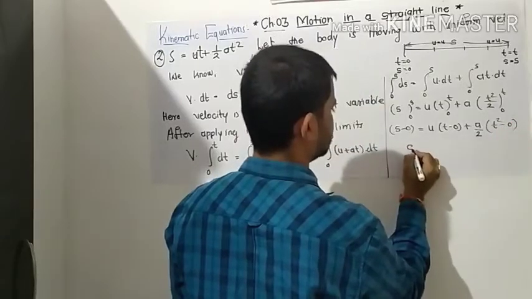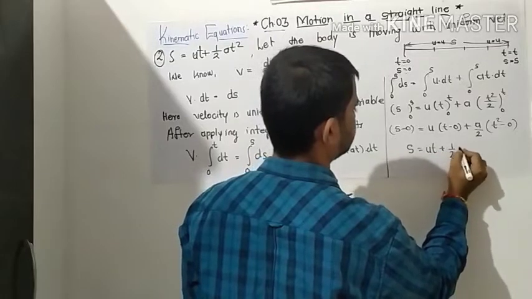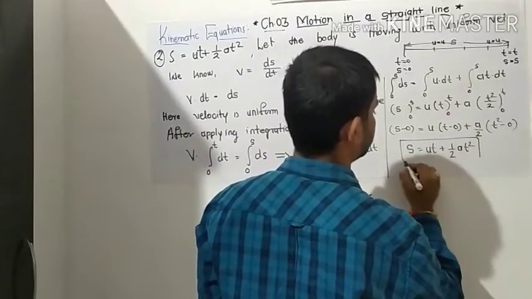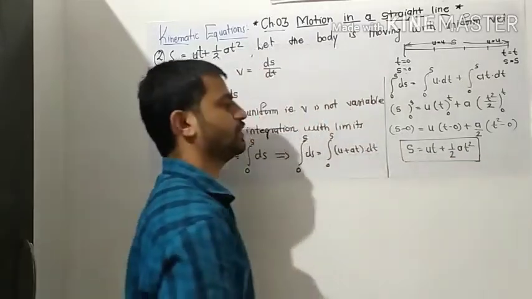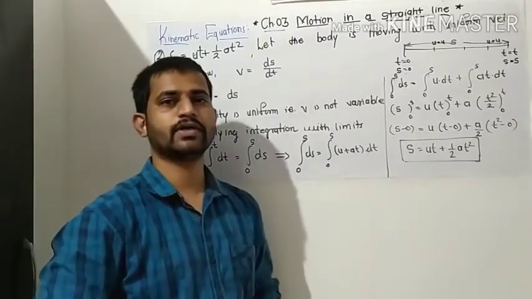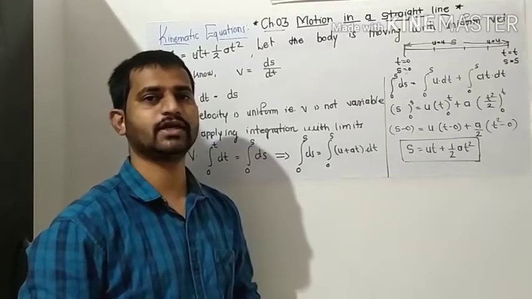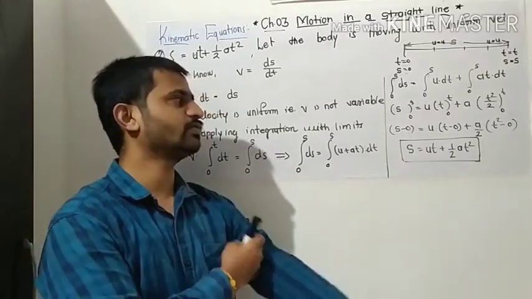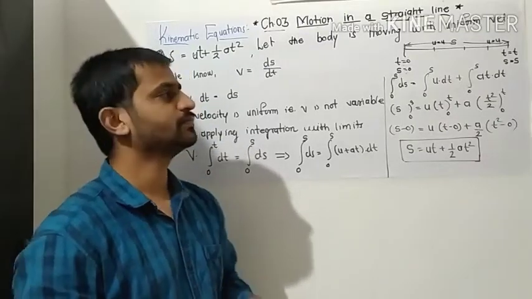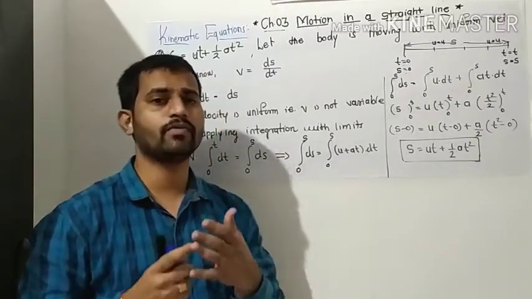Okay, we can write down s is equal to ut plus 1 half a t square. This is the second equation of kinematics for our linear motion. To derive this equation, we have to consider one condition: that the body is moving with uniform acceleration.